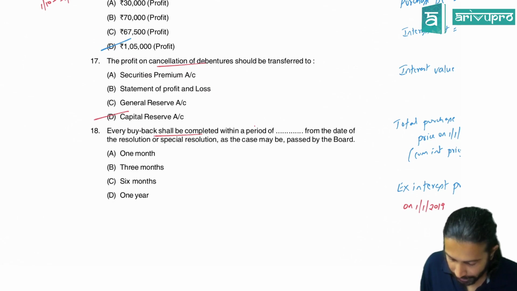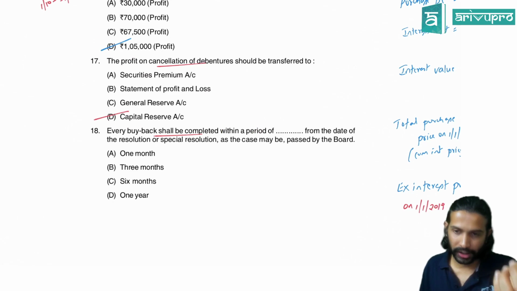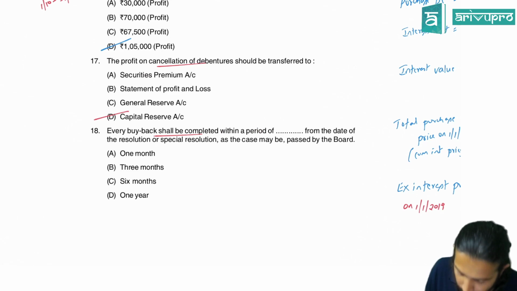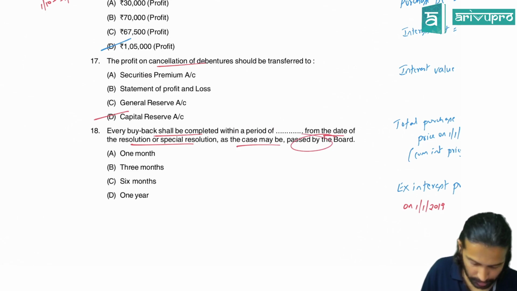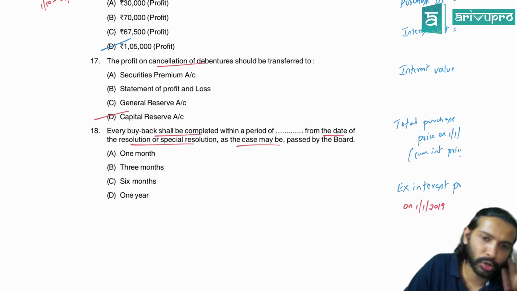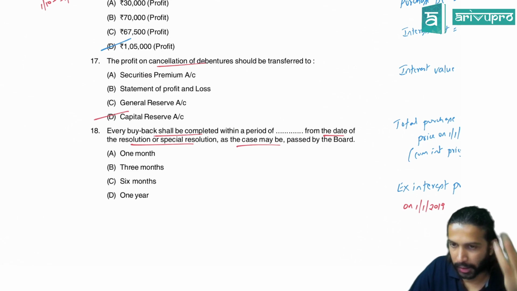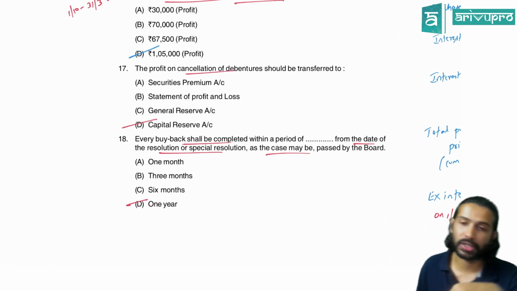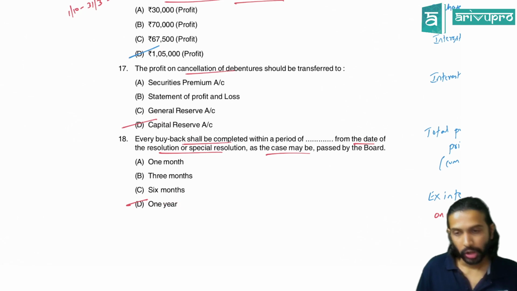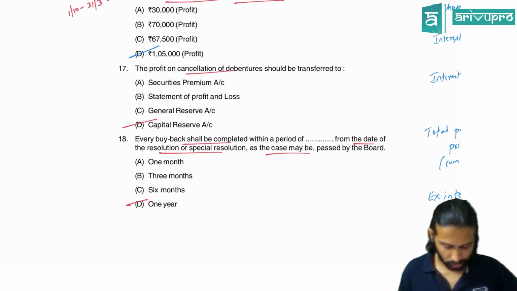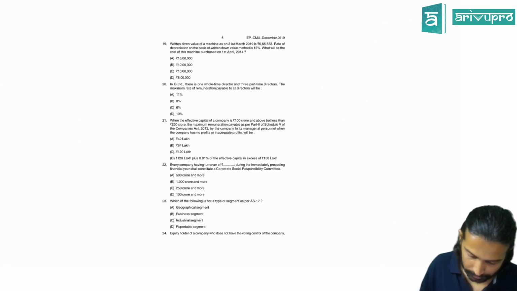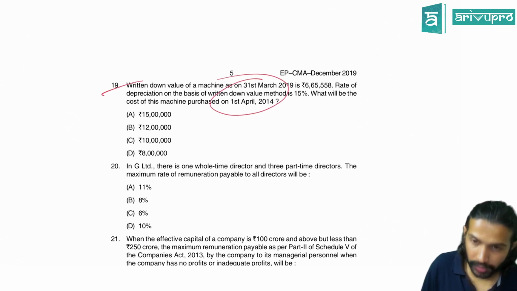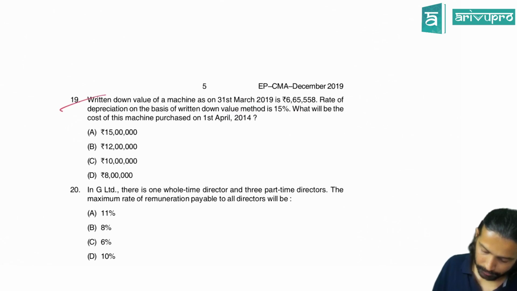Every buyback should be completed within a period of dash from the date of special resolution. If a company wants to buy back any equity shares, meaning if they want to cancel any equity shares, it must be completed within a period of dash from the date of resolution or special resolution, as the case may be passed. If you pass any resolution to do the buyback, then as per the Companies Act 2013, you should buy back the shares within 1 year or 12 months, because that is the resolution's validity. So within 1 year, you need to complete the buyback. So that is the option, D. Straightforward. We have done this question before.